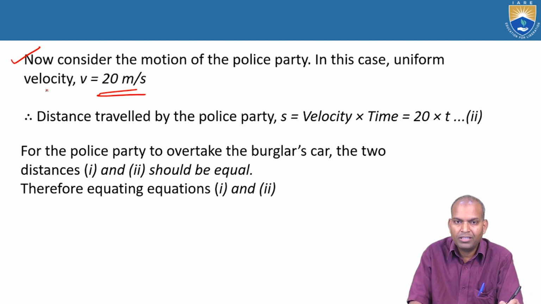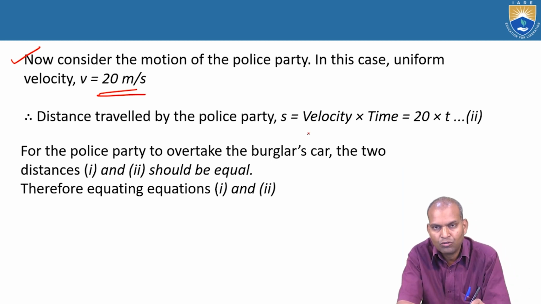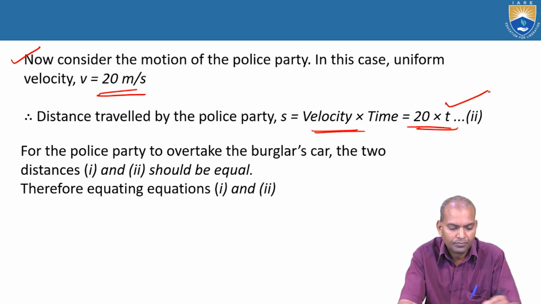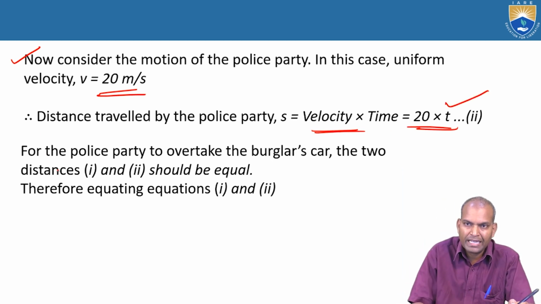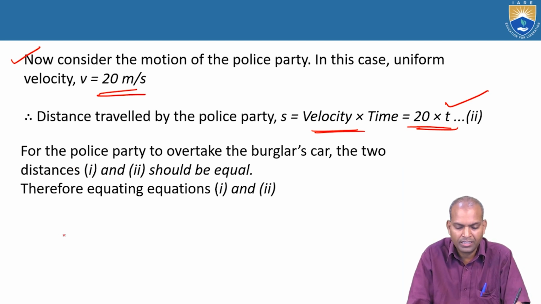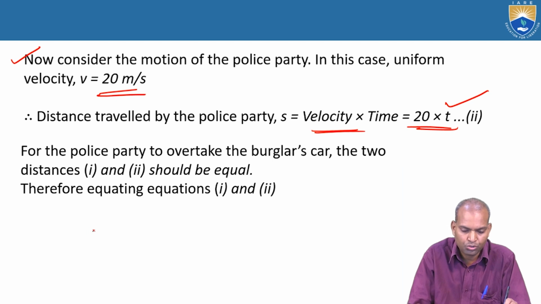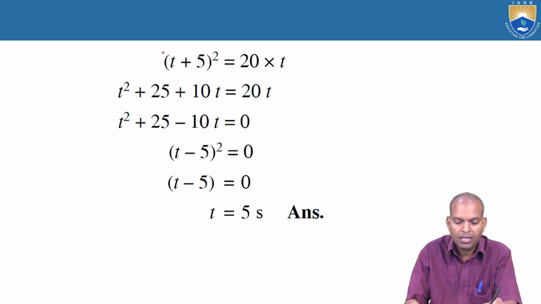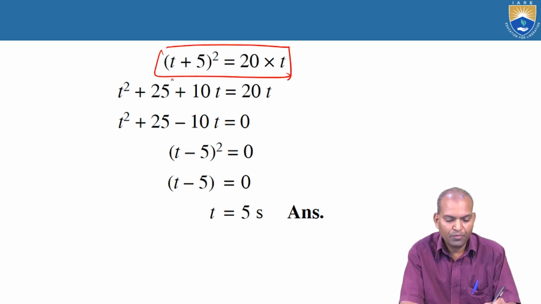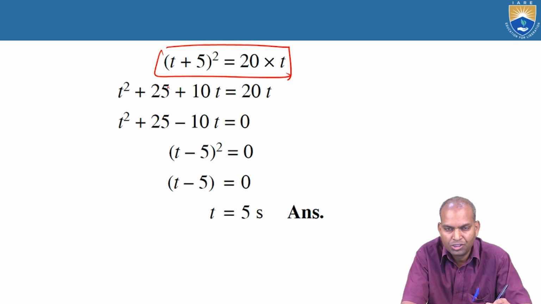Now the distance traveled by the police van is s equal to v times t, that is 20 times t. For the police van to overtake the burglar's car, the two distances must be equal. Make equation 1 equal to equation 2: (t plus 5) whole square equal to 20 times t. If you simplify it, (t plus 5) whole square is t square plus 25 plus 10t, equal to 20 times t.